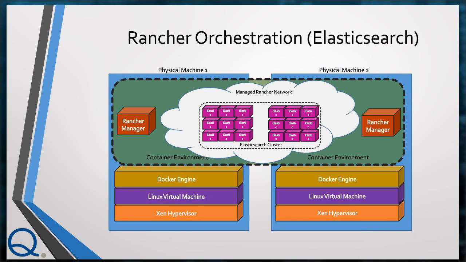So for Elasticsearch, this slide and the next slide are just kind of a capture of what we were trying to implement with Elasticsearch over a couple of machines that we had here at QSI. And we had two physical machines, both running Xen Hypervisor, and then Linux virtual machines within those hosting Docker engines. Within the Docker engine environment, we had Rancher managers on each machine, orchestrating Elasticsearch nodes that were all clustered together to create one Elasticsearch service. And then incorporated in that externally, we had Logstash instances and Kibana instances interacting with this Elasticsearch cluster that you see in the middle here.